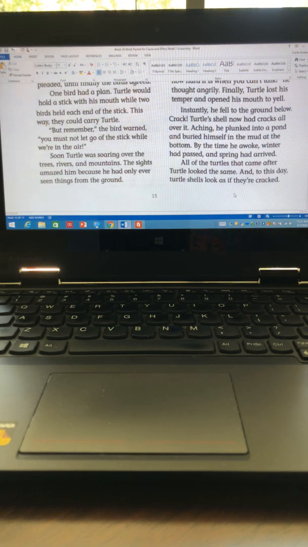Finally, Turtle lost his temper and opened his mouth to yell. Instantly, he fell to the ground below. Crack! Turtle's shell now had cracks all over it. Aching, he plunked into a pond and buried himself in the mud at the bottom. By the time he awoke, winter had passed, and spring had arrived. All of the turtles that came after Turtle looked the same, and to this day, turtle shells look as if they are cracked.